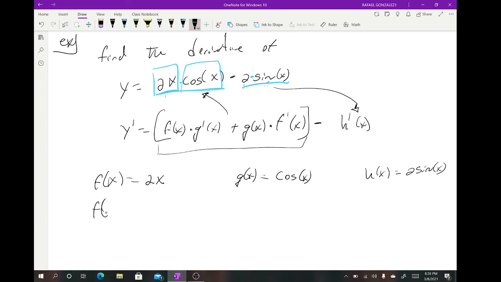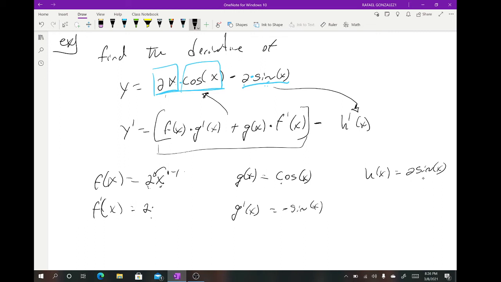Well, what is the derivative of f? Well, again, we have 2 times x. There's a 1 here, so you multiply by 1, so you get a 2, and then minus 1, that's just x to the 0 is 1, so we get the derivative of 2x is just 2. The derivative of g of x, well, the derivative of cosine, which I told you to memorize, is negative sine of x. So the derivative of cosine is negative sine of x.